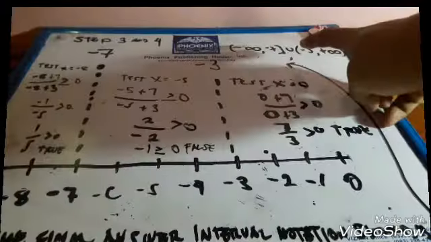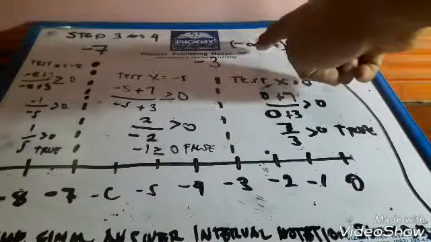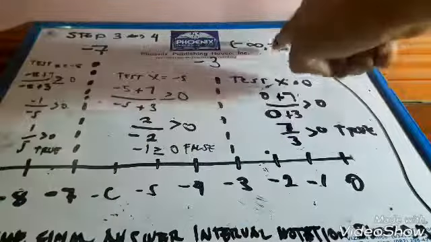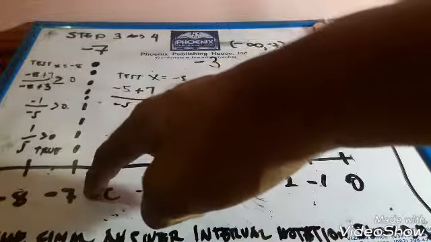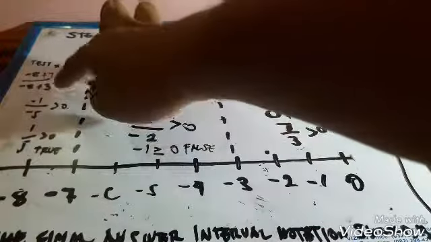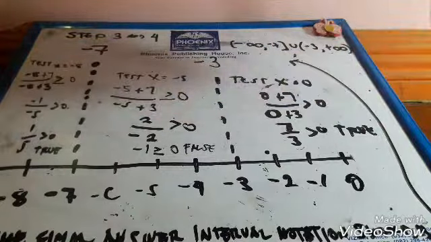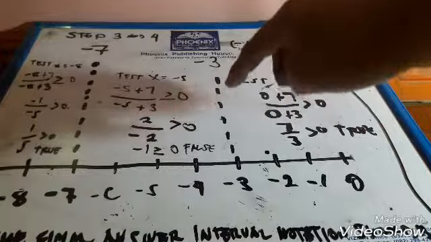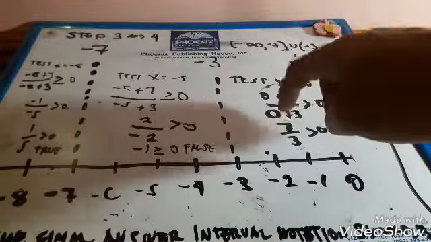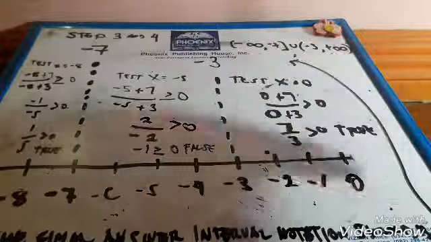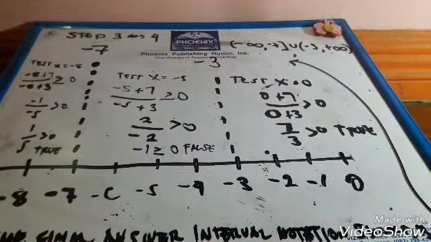So this is now the final answer. We include negative infinity up to -7, because -7 will result in true, and the -3 is extraneous if we add it there, and then infinity goes over there, and that's all. That is the final answer.